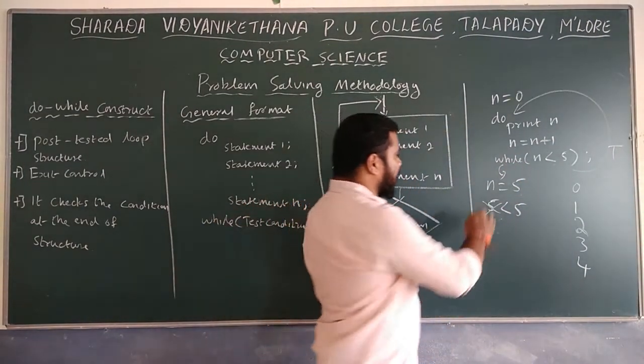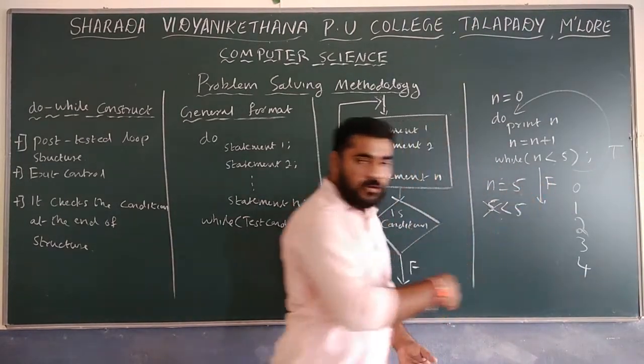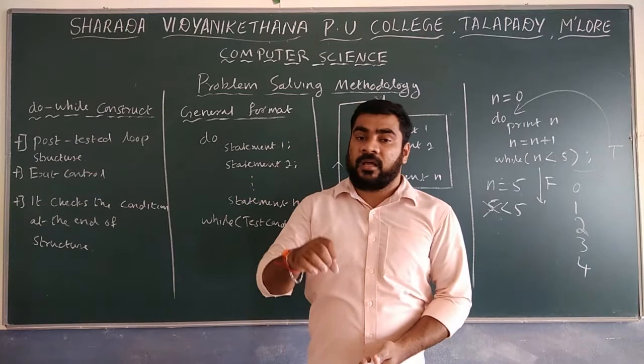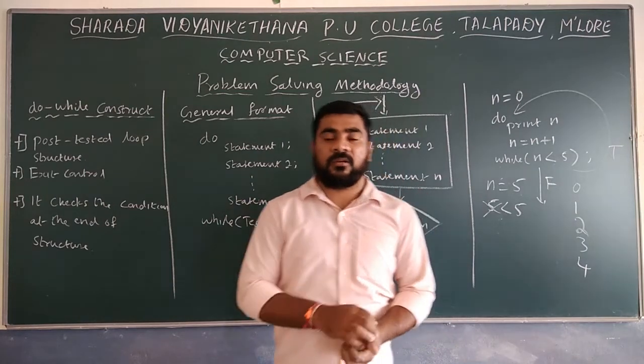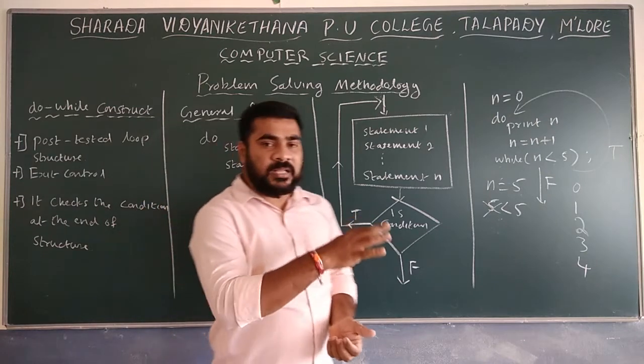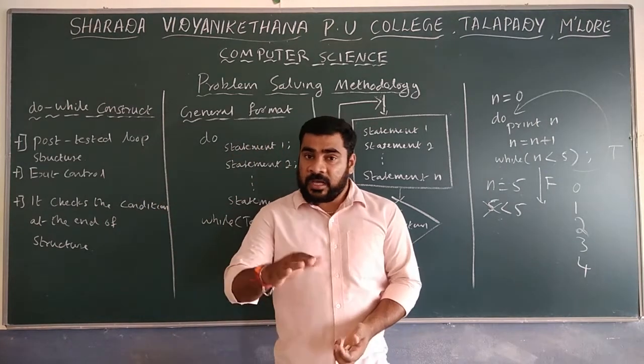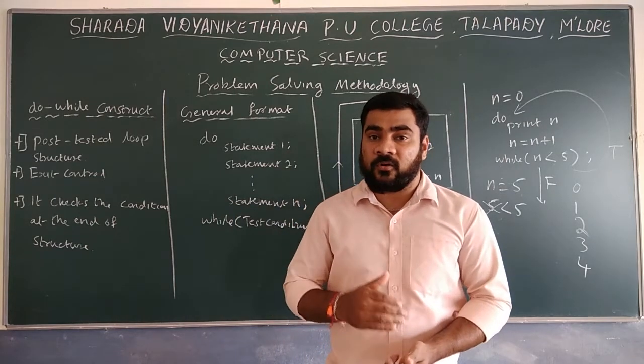Control is moving out from the loop structure. This is the example of the do while loop. So, what did we discuss here? A simple example of how we are going to repeat the statements. Here we discussed the do while looping construct.